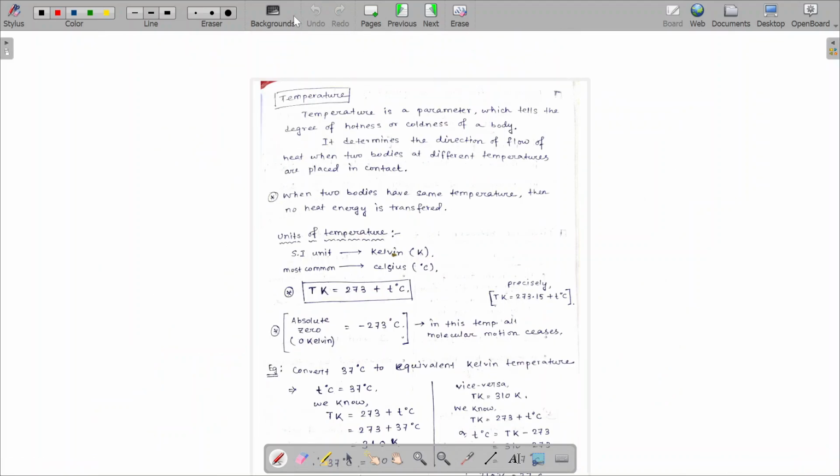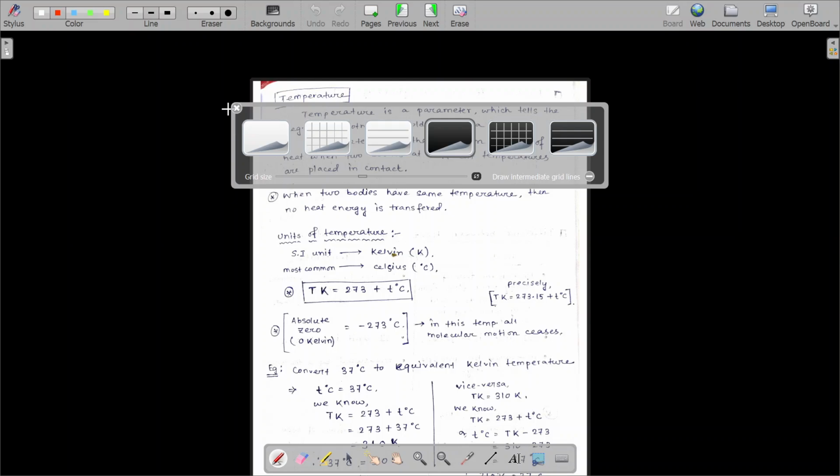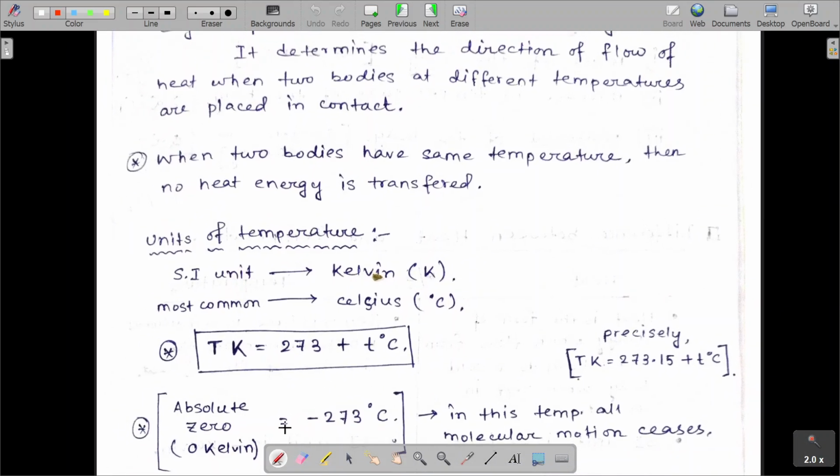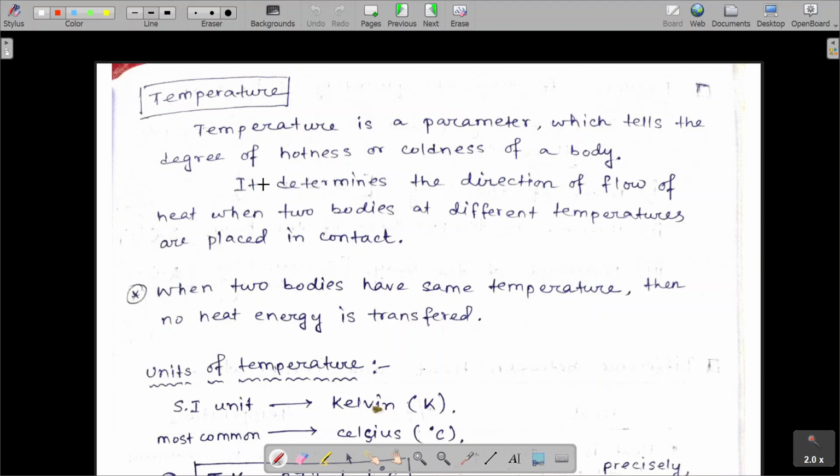Next, we will go on to understand temperature. So let's move into the discussion of temperature. Temperature is a parameter. We are very much familiar with the word temperature. We say today's temperature is very high during summer days, or in winter days we say today's temperature is very low. So, what is temperature?